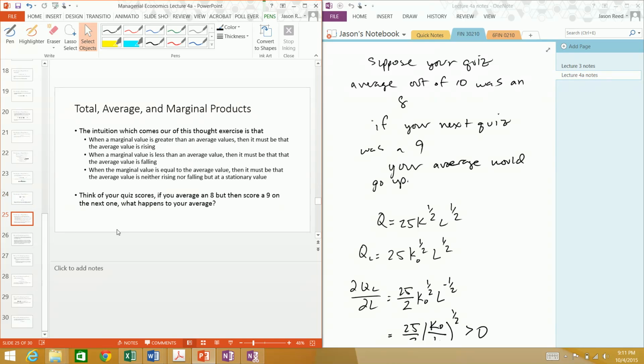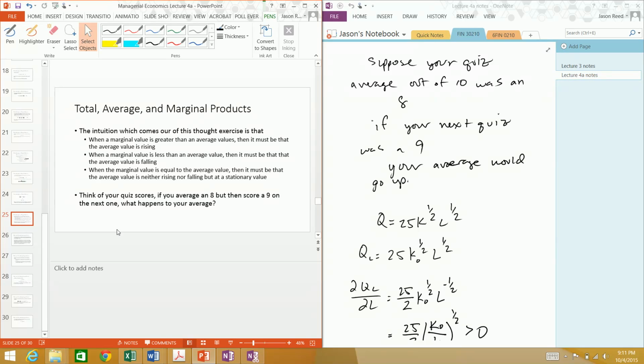The intuition is that when a marginal value is greater than an average value, then it must be true that the average value is rising. So the idea is, suppose your quiz average out of 10 was an 8. If your next quiz was a 9, your average would have to go up.